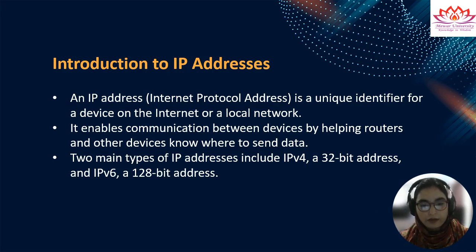So, IP addresses. An IP address is a unique identifier assigned to each device on the network. It allows devices to communicate with each other on the internet or local network. There are two types of IP addresses, IPv4 and IPv6, Internet Protocol version 4 and Internet Protocol version 6 respectively. IPv4 is most commonly used and consists of 4 sets of numbers, while IPv6 is a more advanced version that provides a larger address space with 128-bit addresses.